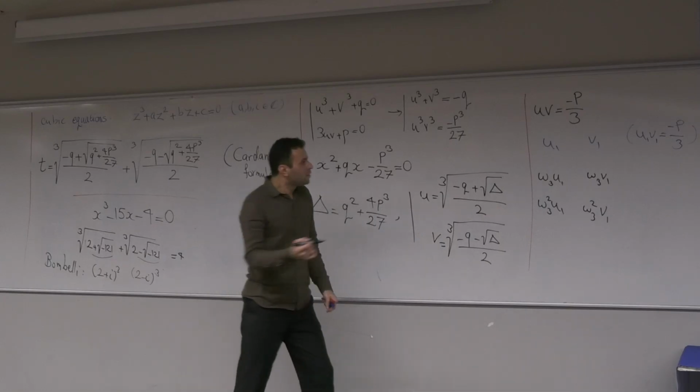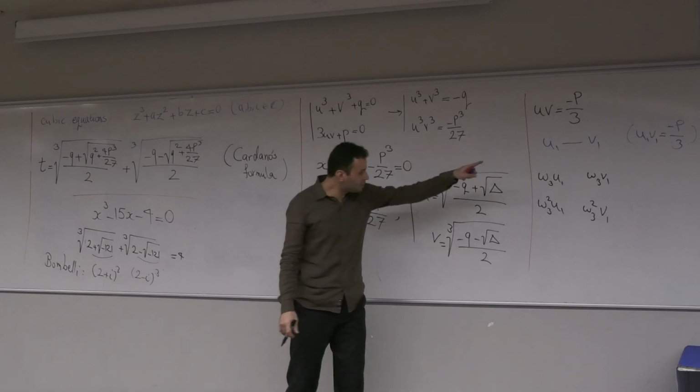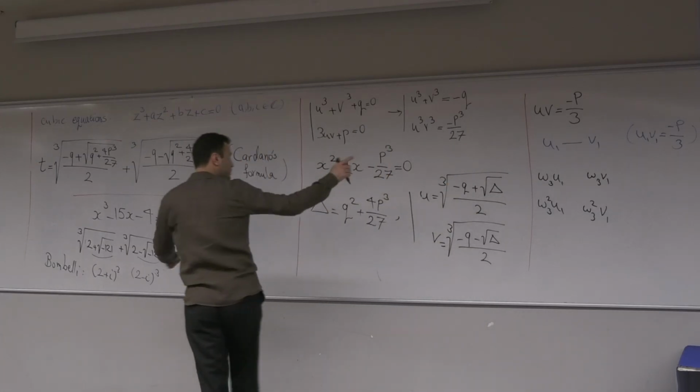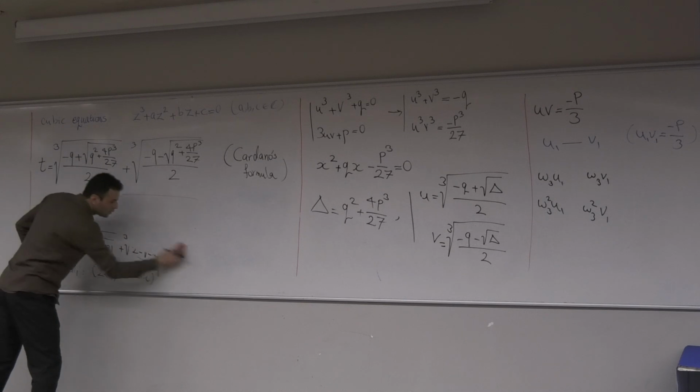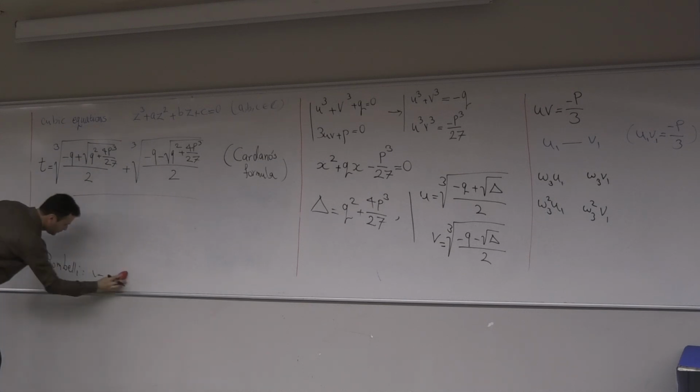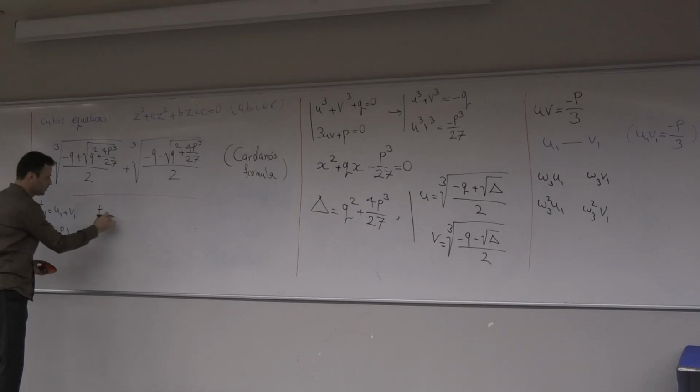Okay? We said that this is one eligible choice. If that is one eligible choice, such that their multiplication is equal to minus p divided by 3, what happens to my first t? Our t1 is going to be u1 plus v1, such that u1 v1 is equal to minus p divided by 3. Okay? What are the other options?